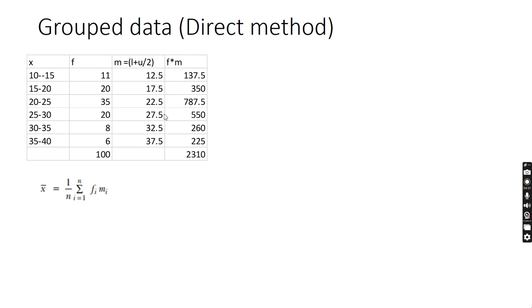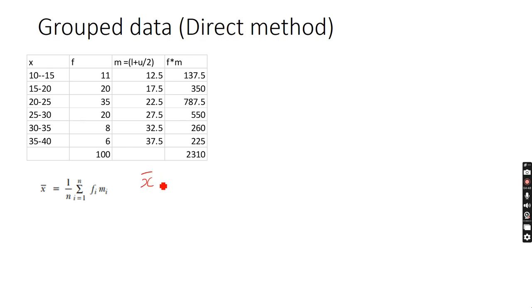My next step would be to calculate the column fm, that is 12.5 into 11, 20 into 17.5, 35 into 22.5. So this column gives me the product of the frequency and the mid values. If I take a summation of fm, it adds up to 2310. So let's look at the formula. The formula says summation fm. So let's calculate for this class interval.